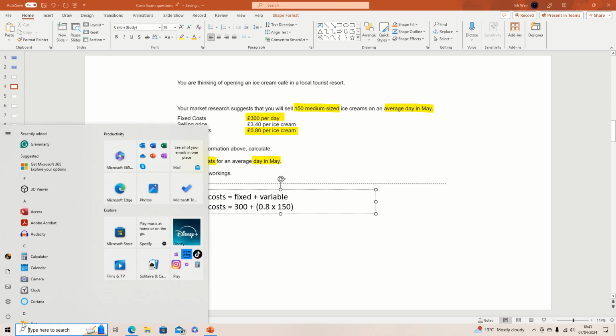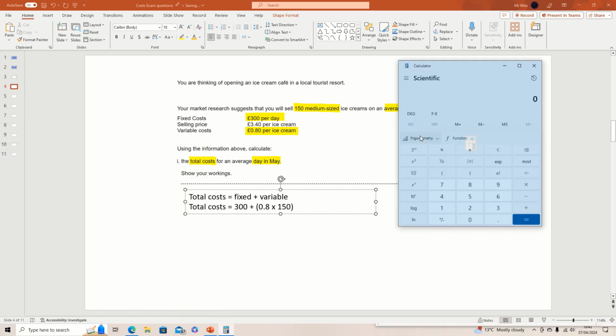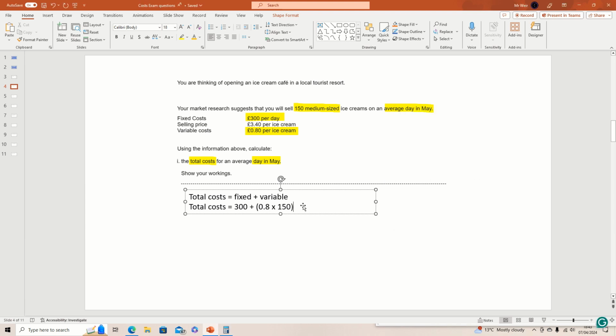So in the test, you will have a calculator. I'm going to use one now just to make sure that I don't make any mistakes. So 0.8 times 150 is 120. Here, just to make it really clear exactly what is going on, and then if you did make a mistake, it would be very clear where you'd made the mistake, and you would still pick up marks for getting the rest correct.